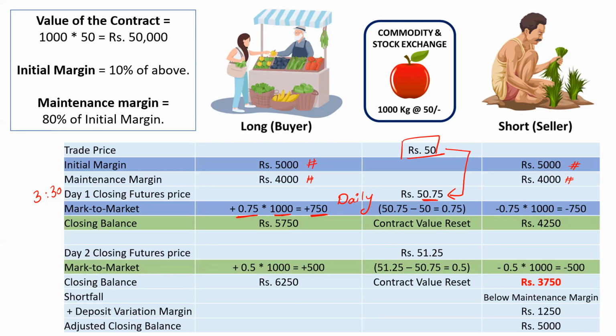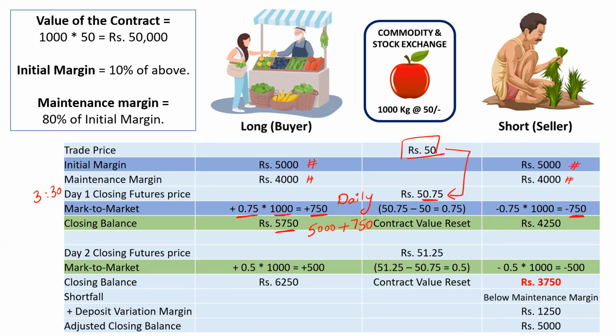If this guy is making a profit of 750, this guy is going to lose 750. It's a zero sum game. One person's gain is equal to the other person's loss. So this 750, what he is gaining, will be deposited into his account. So now his account will have a balance of 5,750. So this is nothing but 5,000 is initial margin plus 750 is daily profit and loss that is going to be deposited in his account, and he is going to have 5,750 in his margin account.